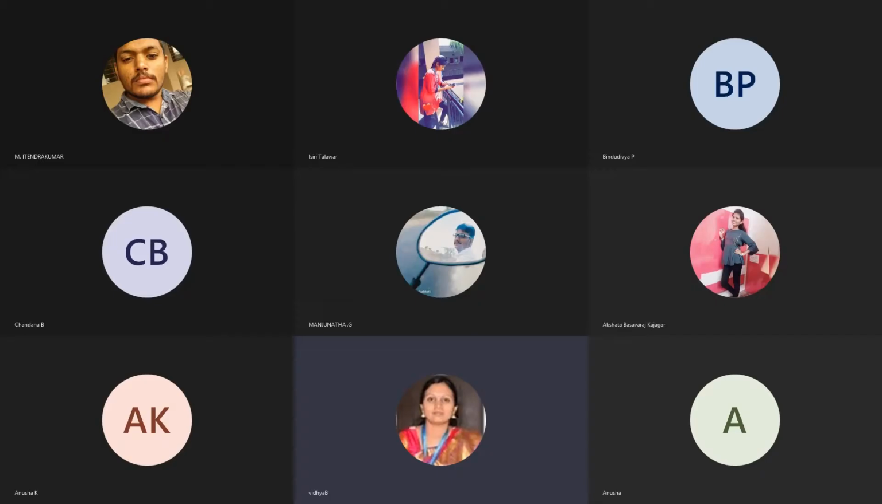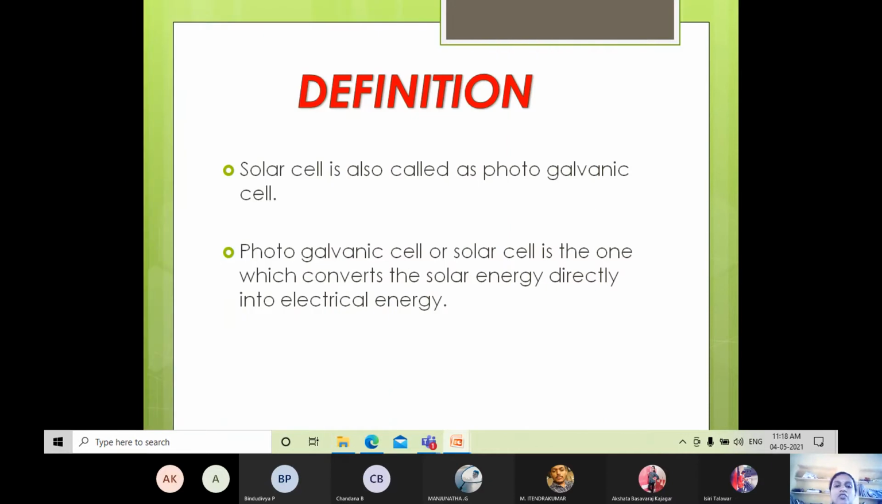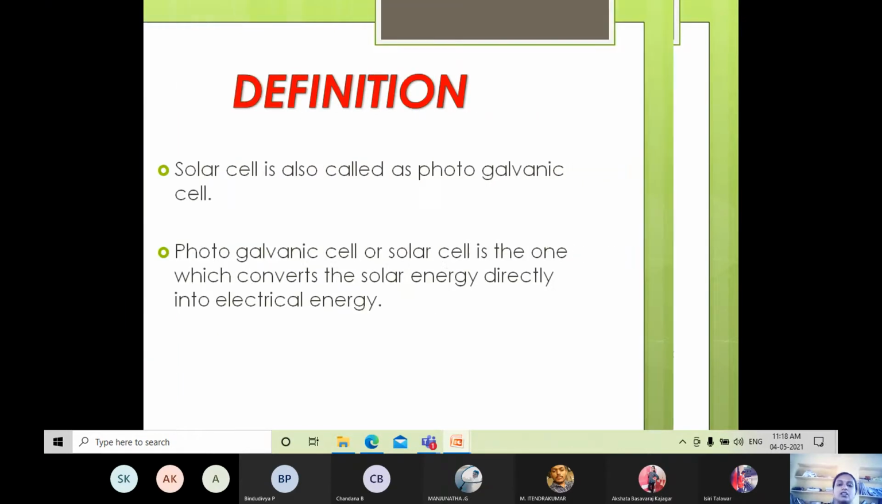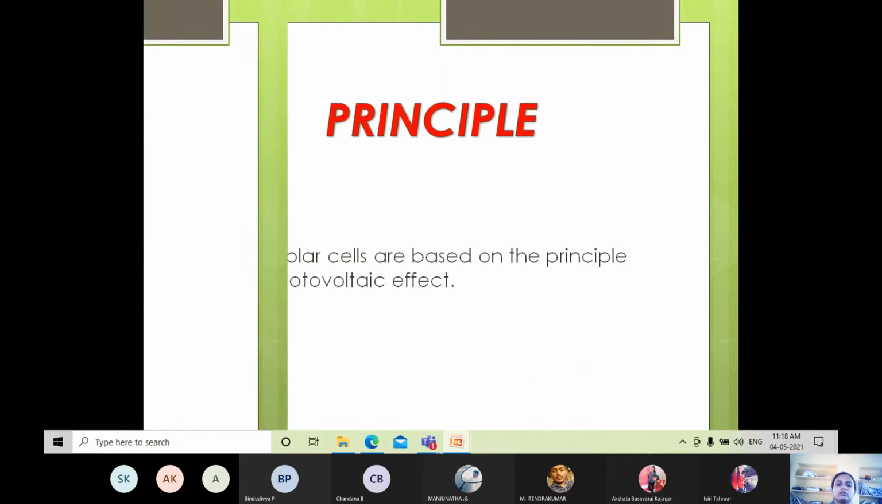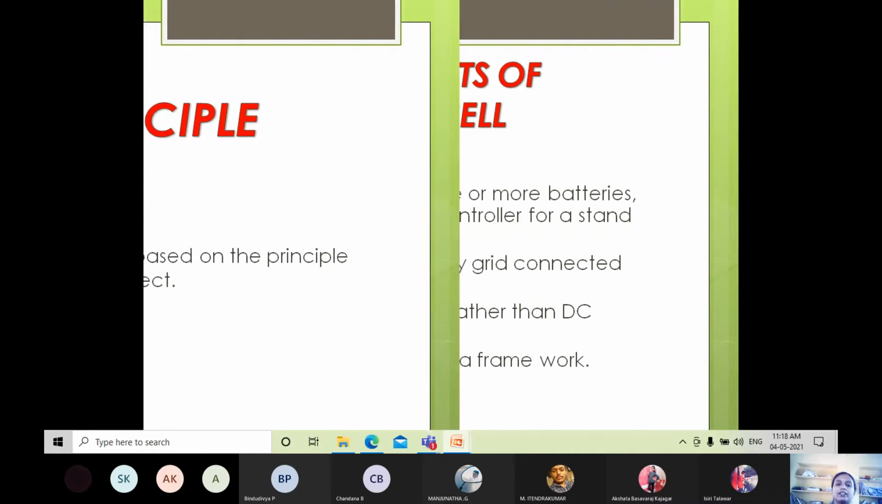Today we shall discuss solar cells. What is the definition of a solar cell? A solar cell is also called a photovoltaic cell, and it converts light energy directly into electrical energy. The principle here is that solar cells are based on the photovoltaic effect.